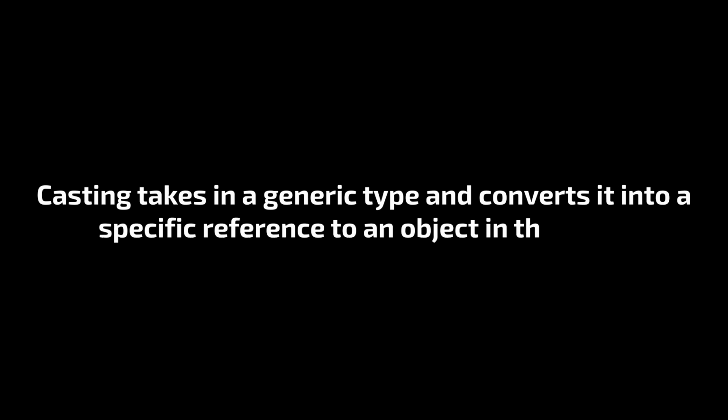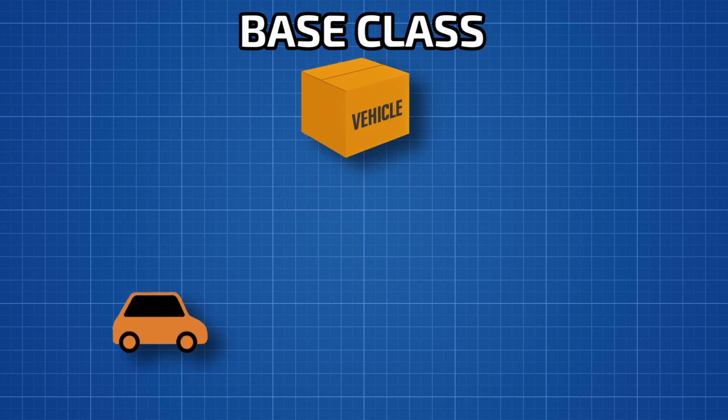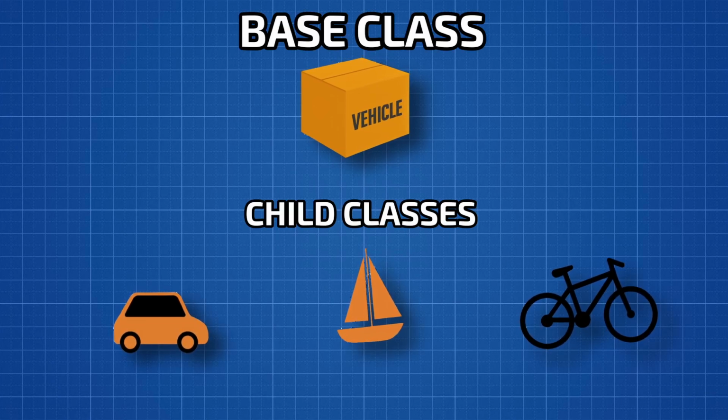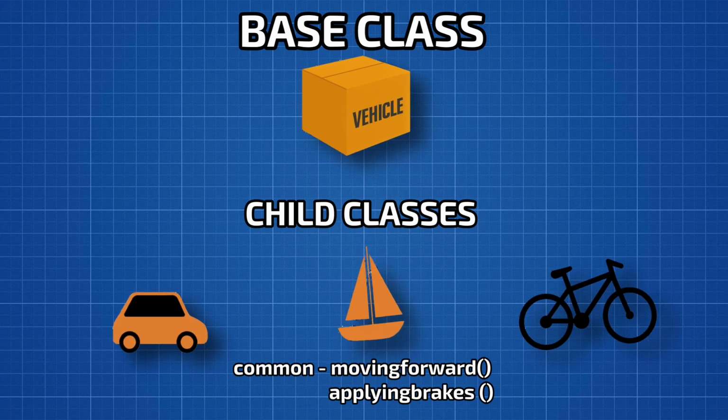Casting takes in a generic type and converts it into a specific reference to an object in the world. Now in Unreal, the vehicle is the base class, and the car, bike, and bicycle are the child classes that inherit from it. They all share some common stuff like moving forward, applying brakes, but each child has unique functions, like car has turn on AC. These special functions don't exist in the parent class. Here's the golden rule. A child is its parent, but a parent is not its child.